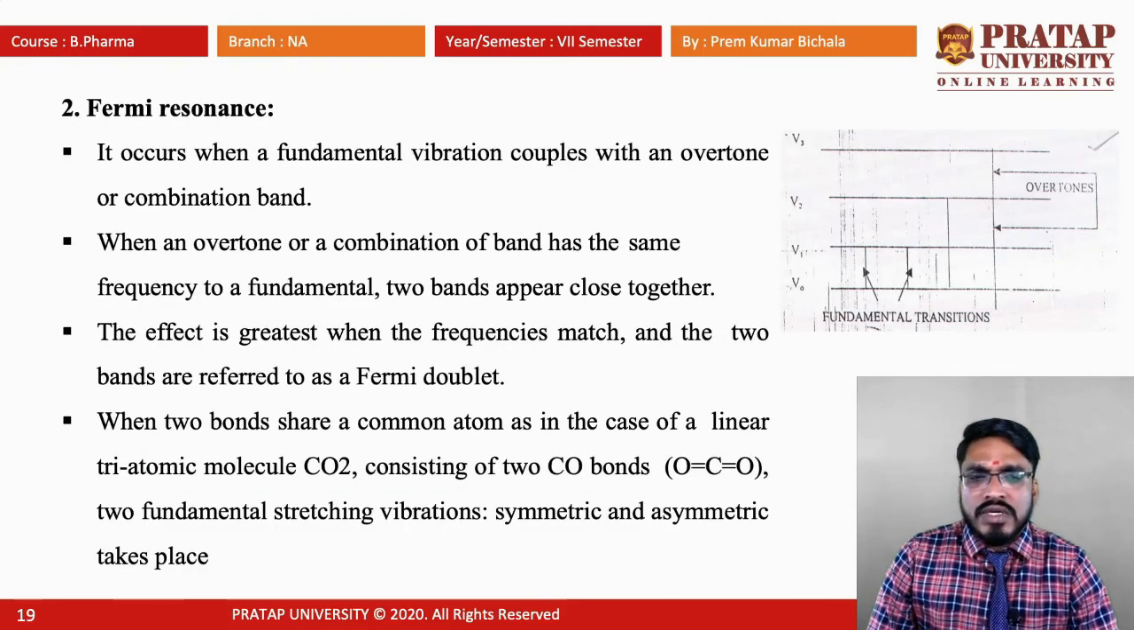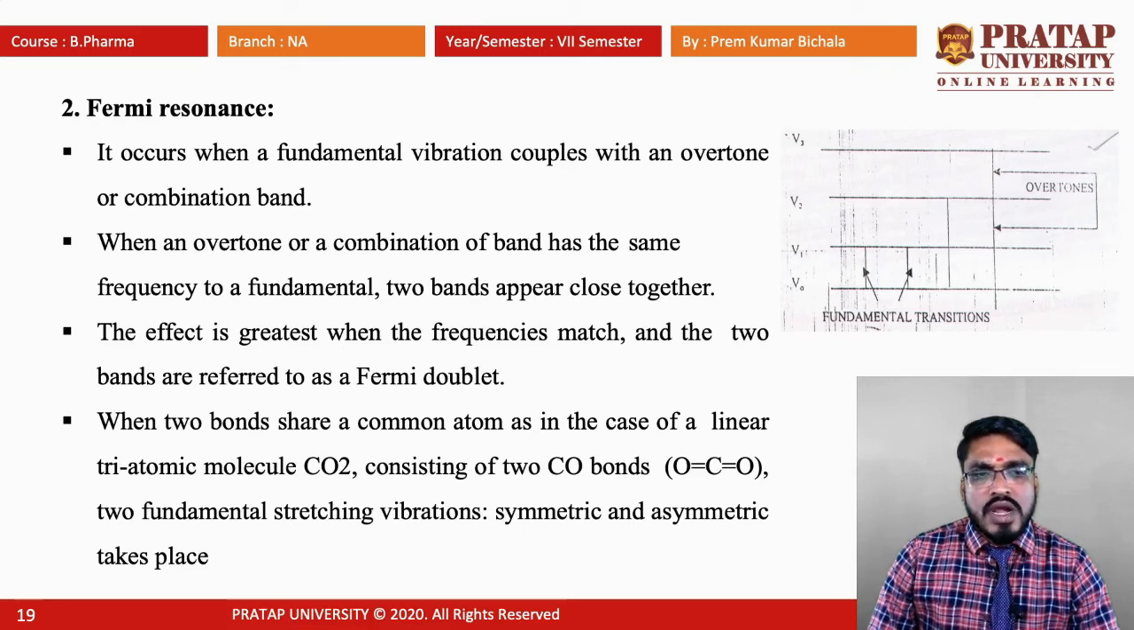The second one is Fermi resonance. It occurs when a fundamental vibration couples with an overtone or combination band. So in the picture, between the V2 band and V3 band we have some overtones, and also from V0 to V1 we have a combination band. These arrows indicate this. Due to this type of overtones and combinations, we are going to get Fermi resonance in the molecule.